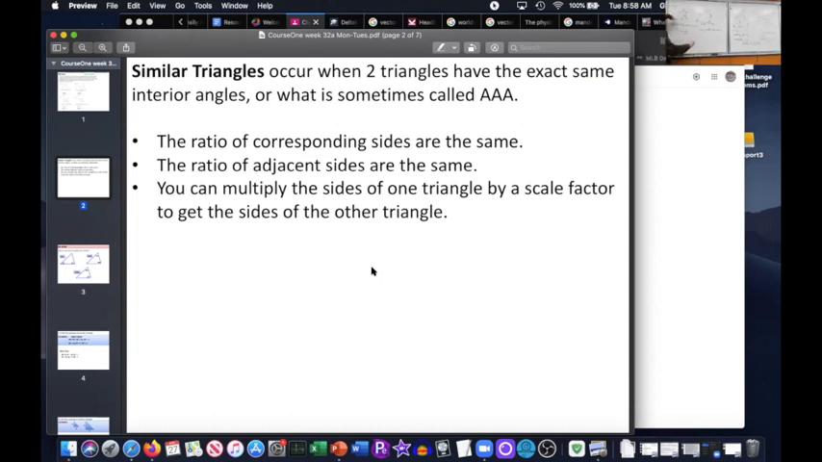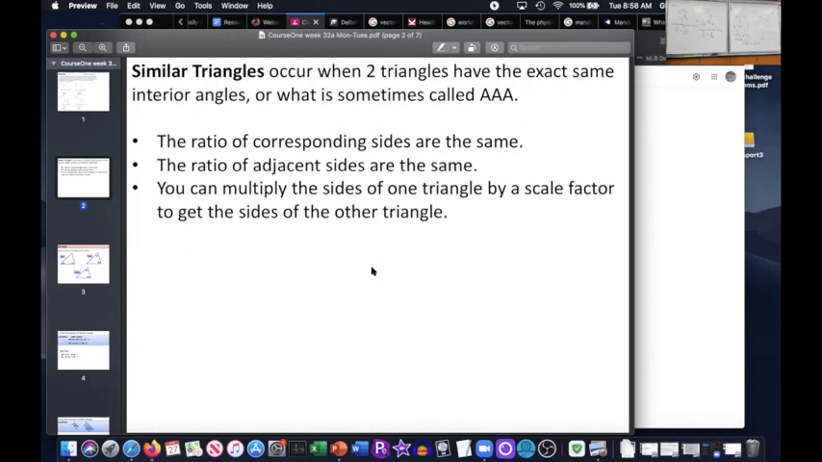Okay, so 7 over 10 equals y over 25. That's also something valid. You could also do corresponding. So you could have done 7 over y equals 10 over 25. That would have been okay.